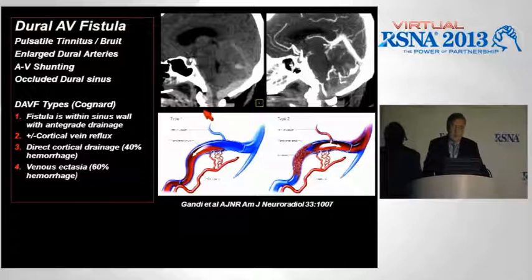So dural AV fistulas are typically divided into four types. Type 1 and 2 are the most common. Type 1 with antegrade flow in the transverse sinus and jugular vein. Type 2 with retrograde flow. Type 3, there's usually cortical drainage, and these have a higher incidence of hemorrhage. But the ones that you will likely run into that present with significant subarachnoid hemorrhage are the ones with venous ectasia and these large dilated draining veins.